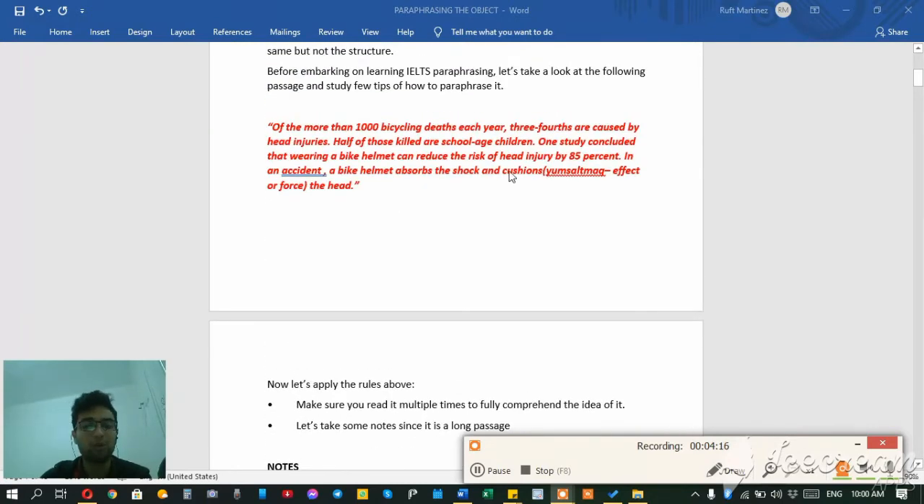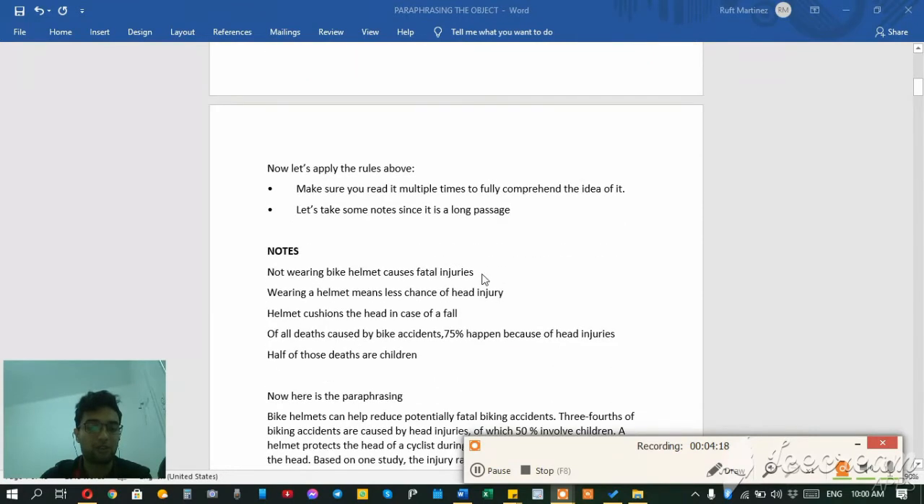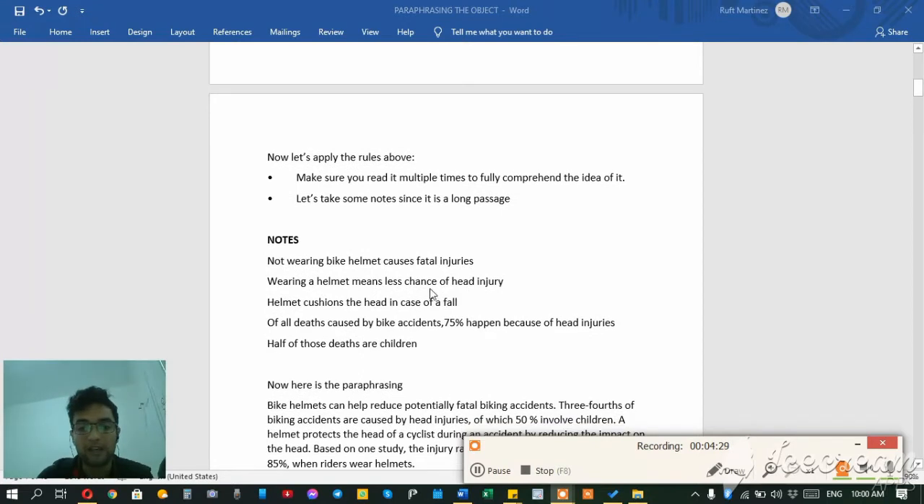It's just simple paraphrasing. I just changed the structure of it. This is not a detailed part of paraphrasing. This is just an overview. Okay, I did it for you, but I'll show you how to do it in detail in the following passages.